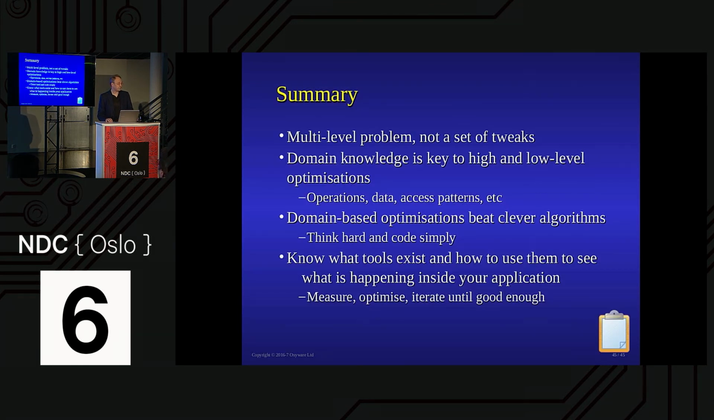So, it's a multi-level problem. It's not just a set of tweaks. I'm trying to provide an order in which you might want to look at these things, and stressing that domain knowledge is really the key here. Donald Knuth knew that a long time ago, and we seem to have forgotten it. Or actually, if we haven't, we just don't make it explicit that we're using it. And that will beat your clever algorithms all the time. Go and find some tools, learn how to use them, learn how to interpret them.